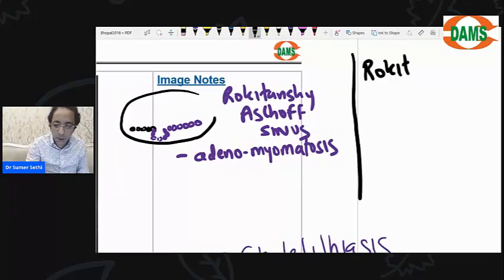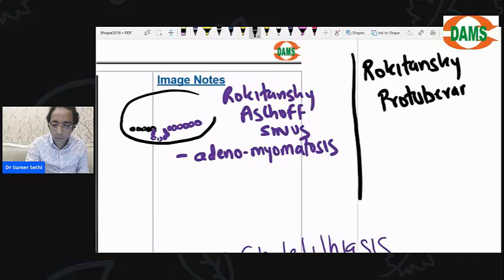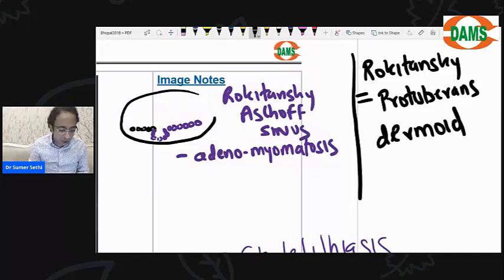There is something else called Rokitansky protuberance. वो क्या था? So Rokitansky protuberance you will study in dermoid. Dermoid में पाया जाता है Rokitansky protuberance.